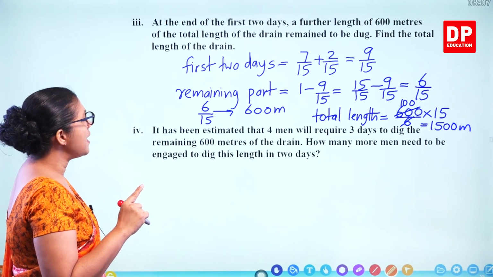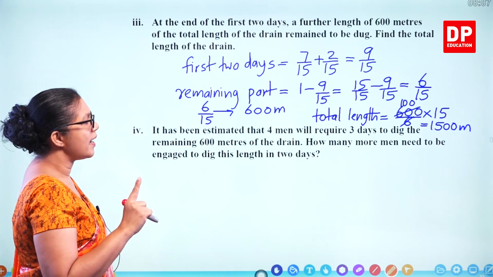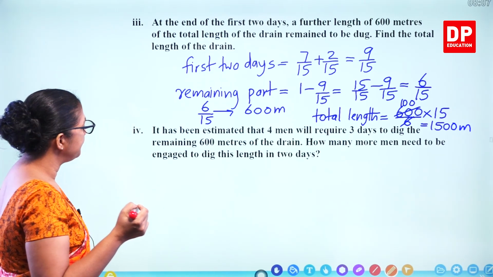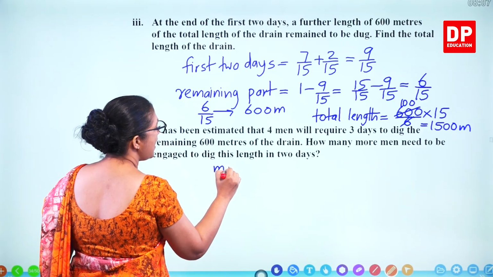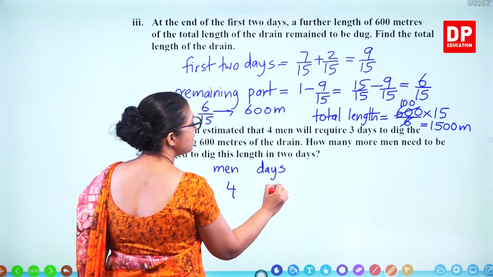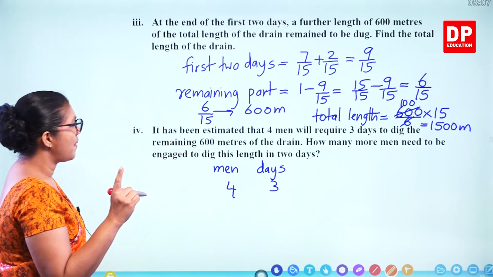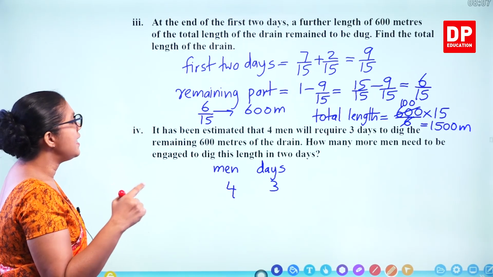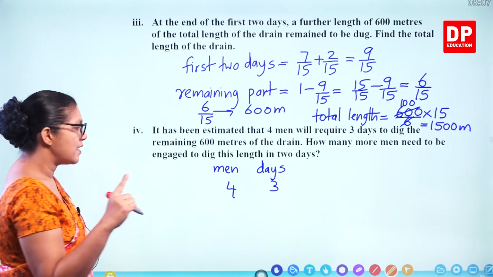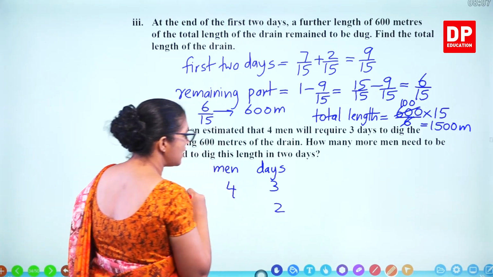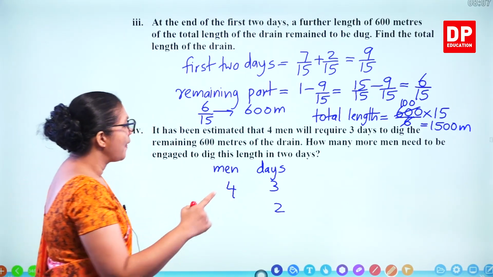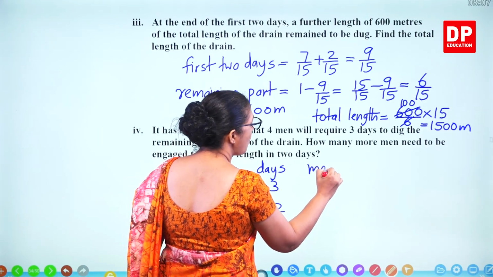It has been estimated that 4 men will require 3 days to dig the remaining 600 meters of the drain. So men and days. 4 men, 3 days to dig the remaining part. How many more men need to be engaged to dig this length in 2 days? Now they want to finish within 2 days. So they are asking how many extra men. So how many man days required?